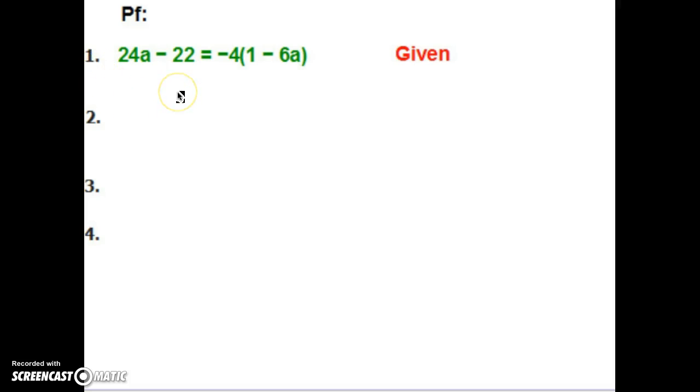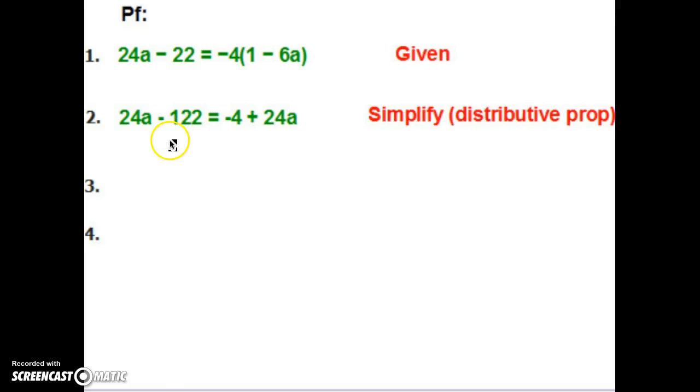From here, the next step is, if I want to get this a on the other side, I'm going to need to distribute this negative 4 into the parentheses. So when I do that, I get negative 4 times 1 is negative 4, and negative 4 times negative 6 gives me a positive 24a. And we simplified there. What specific simplification did we do right there? Distributive property. That's right. So now we have our second line of our proof.